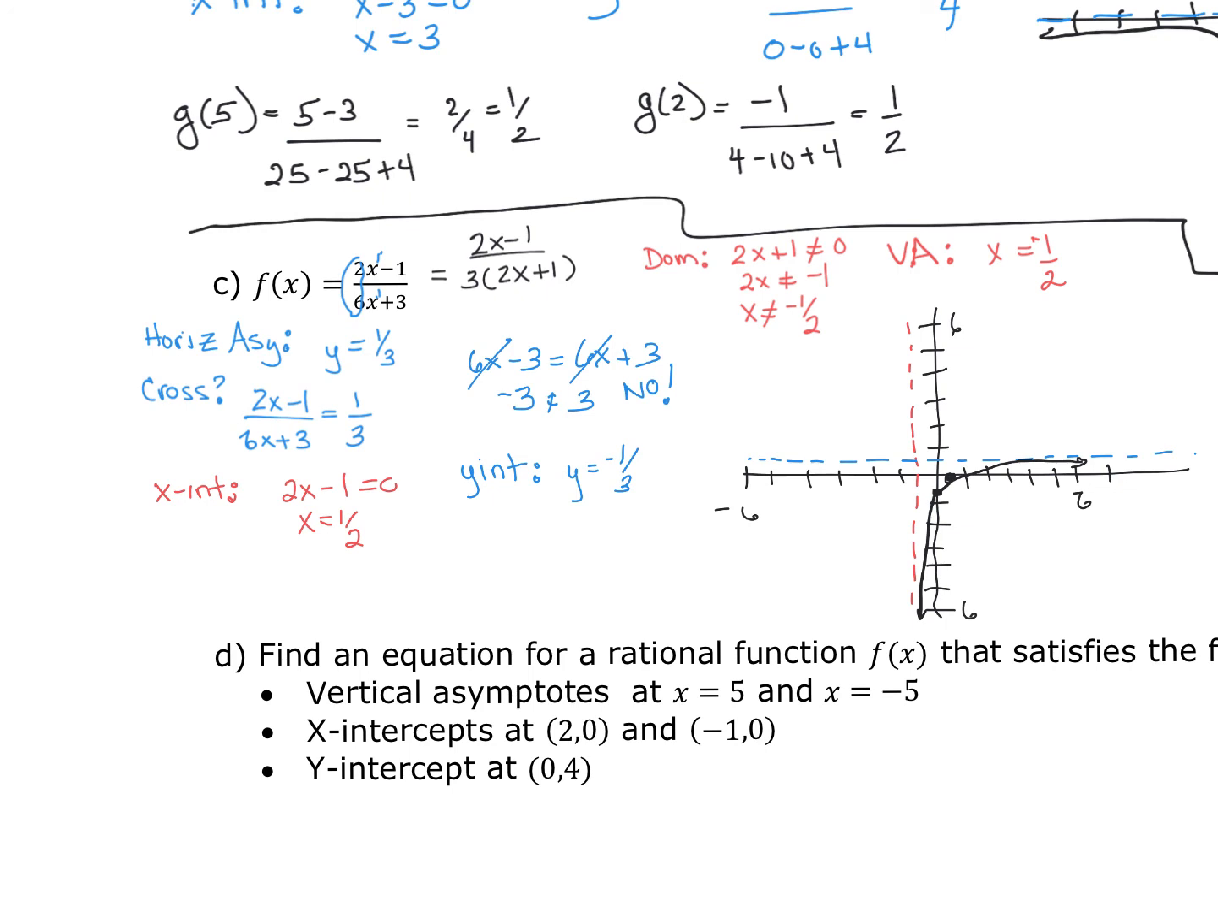And just so I have at least one ordered pair, I'm going to plug in a -1, and so our function value at -1 is going to be -2 minus 1 over -6 plus 3, -3 over -3, or 1. So right there. So this is going to look like this. Oops, I shouldn't cross that asymptote, but I got a little wiggly.